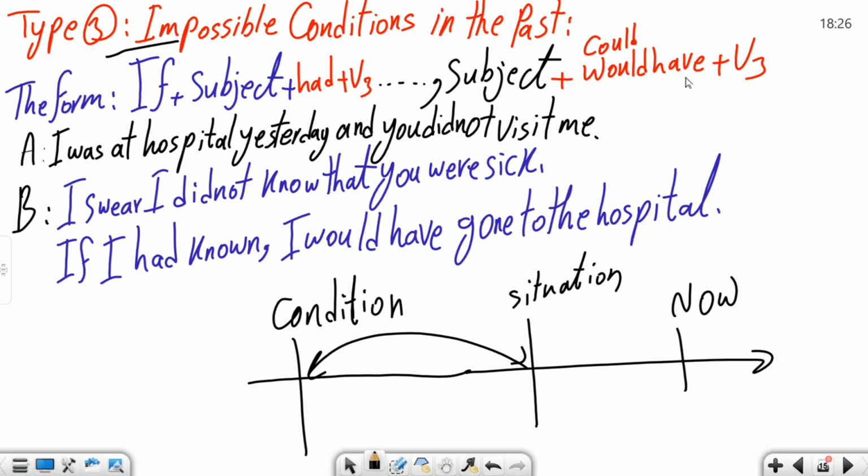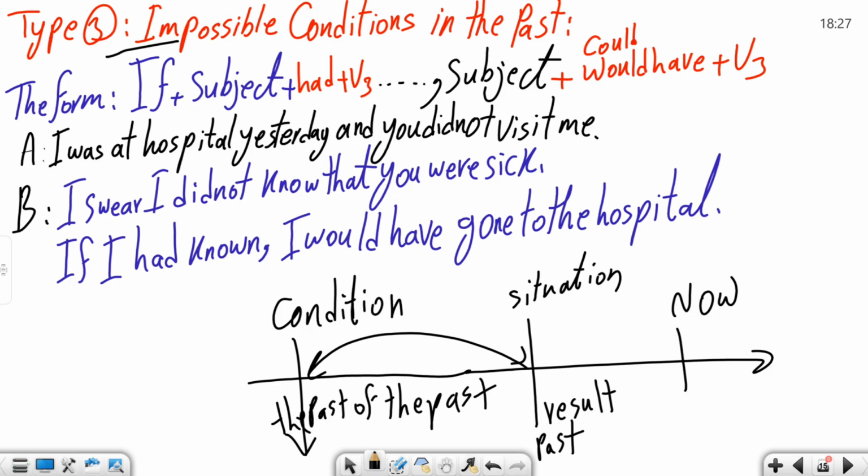So here we have a result which is in the past and which is impossible. And the condition of it is before it, it is the past of the result, which is the past. The past of the past, as you see here, we use past perfect.